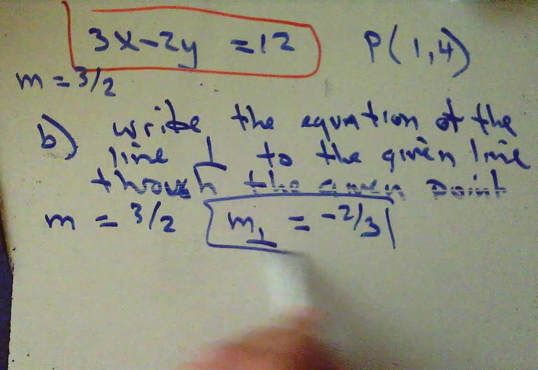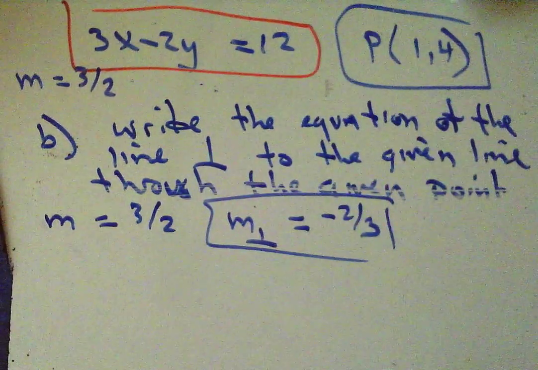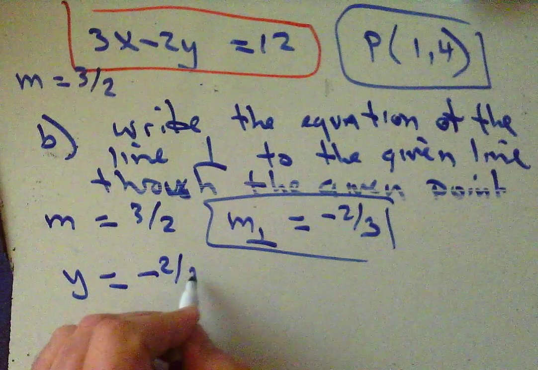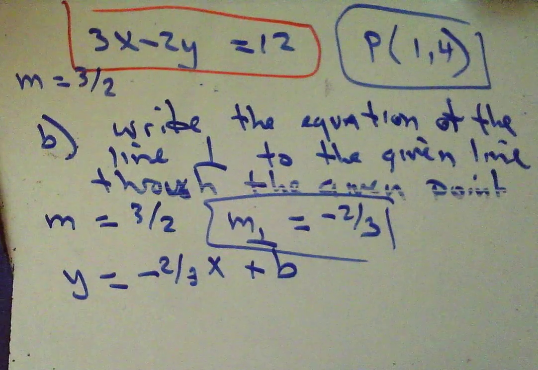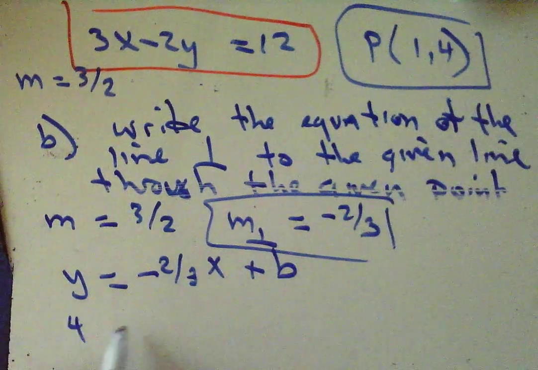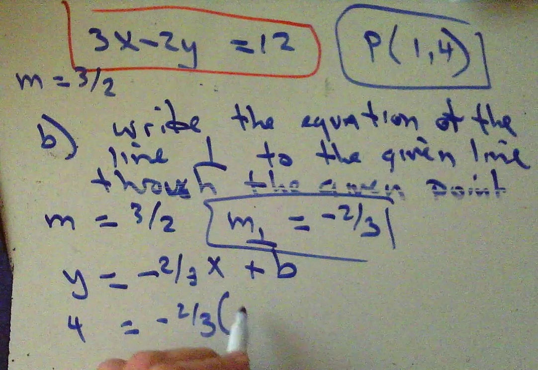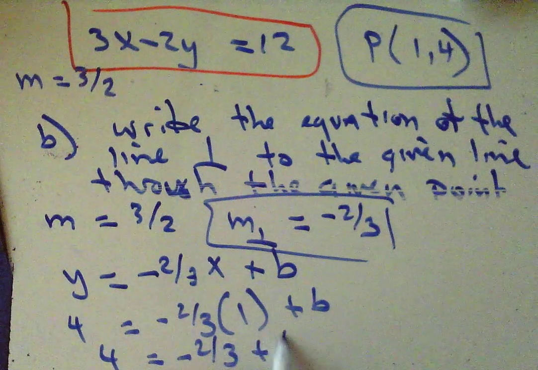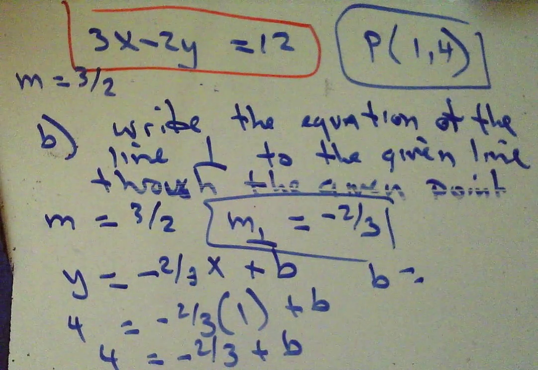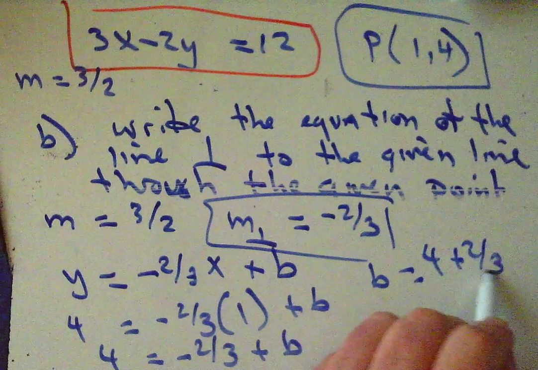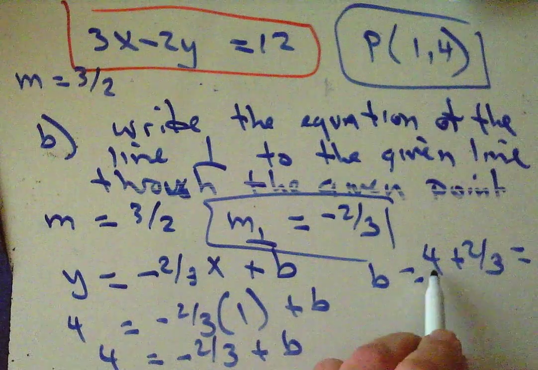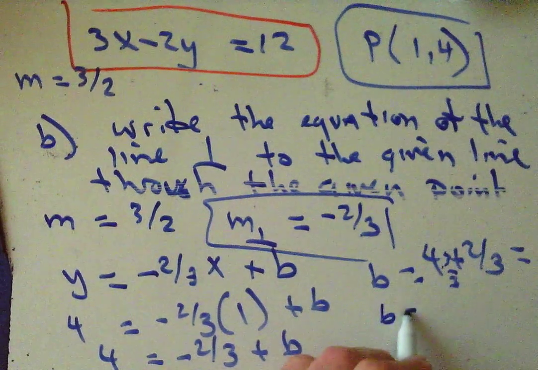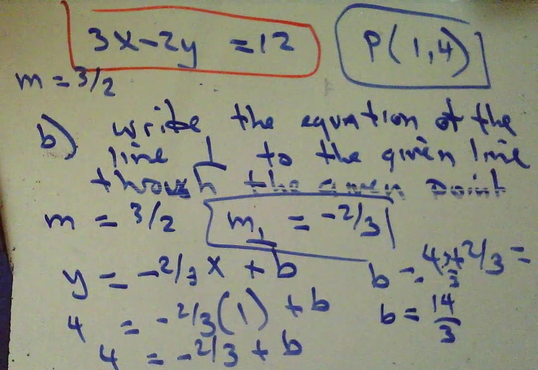So I'm going to use this slope and this point to write the equation of the line. So how about y equals negative 2/3 x plus b? And I'll plug in my ordered pair. 4 equals negative 2/3 times 1 plus b. 4 equals negative 2/3 plus b. b equals 4 plus 2/3, or remember I need to make a common denominator here, so I'm multiplying by 3 over 3. I'm going to have b is equal to 14/3.